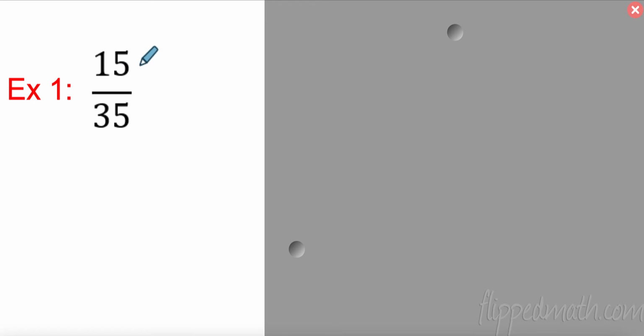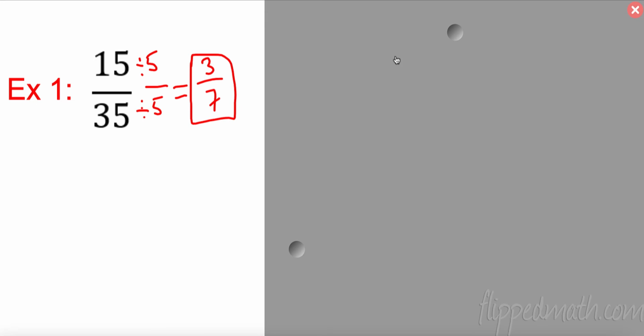That's a 5. So I'm going to divide the top and the bottom by 5. Now, why am I allowed to divide the top and the bottom by 5? Because really I'm dividing by 1, because 5 divided by 5 is 1. And no matter what number you have, if you divide it by 1, it doesn't change it. So I'm not actually changing it here, I'm just simplifying it. So 15 divided by 5 is 3. 35 divided by 5 is 7. And voila, we are done. Just that simple. Easy peasy lemon squeezy.